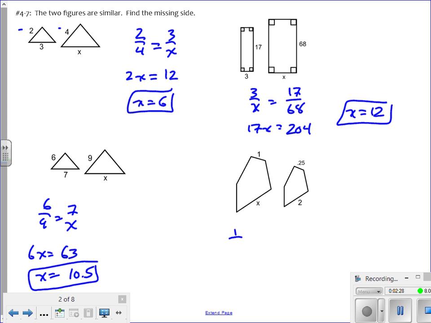And then finally, 1 over 0.25 equals x over 2. Again, cross multiply. So end up with 2 equals 0.25x. Divide both sides by 0.25. And we end up with x equals 8.